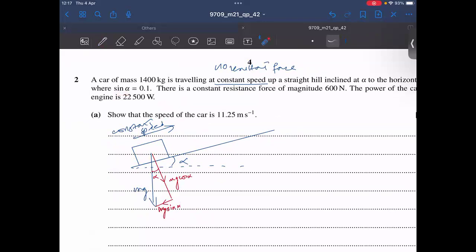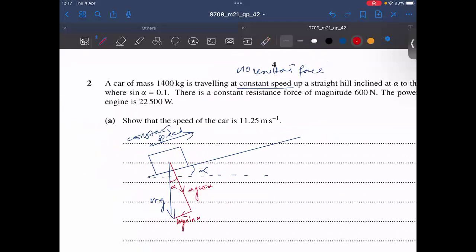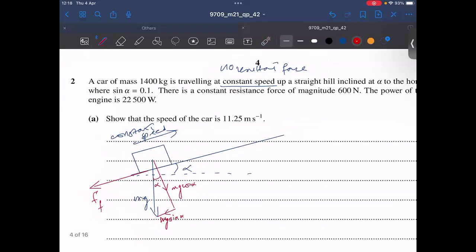And there's a constant resistive force of magnitude. Basically, the car is traveling up the hill, so the resistive force is going to be directed down the plane, down the hill. So I'm just going to take this as force of friction, and this is 600 newtons.